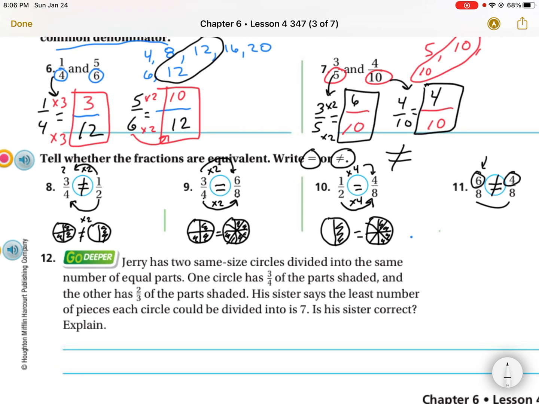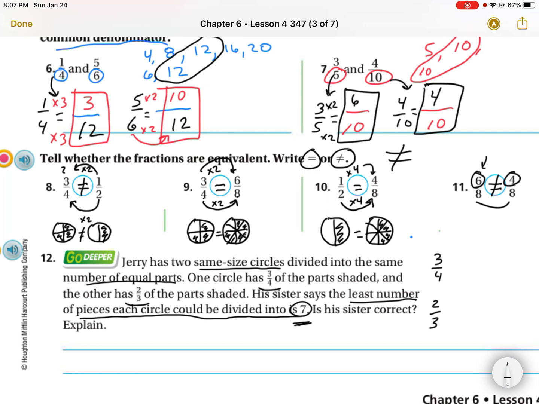Okay, Jerry has 2 same-sized circles divided into the same number of equal parts. That's telling us that we have a common denominator. One circle has 3/4 of the parts shaded, the other has 2/3 shaded. So you have 3/4 and you have 2/3. His sister says the least number of pieces each circle could be divided into is 7. Divided into is my denominator. So she's saying the smallest number could be 7.